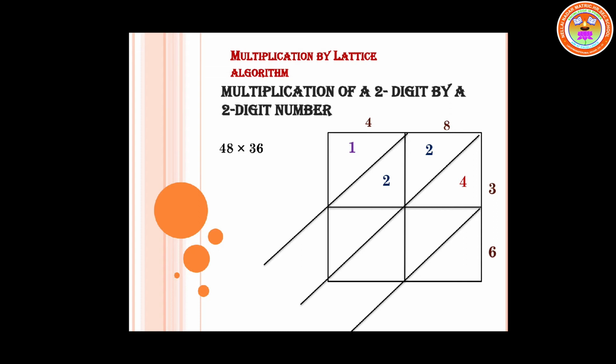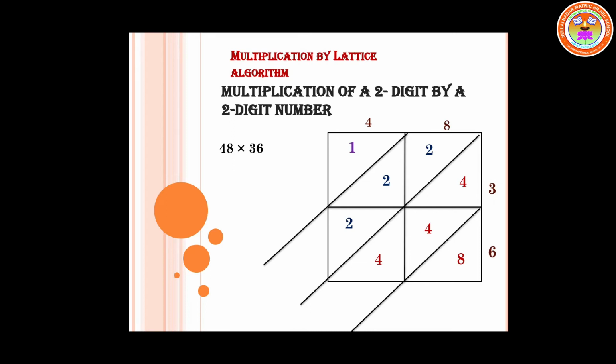Now I have to multiply 48 with 6. So now we have to multiply 8 and 6. What is 8 sixes are? 48. So 4 above and 8 below. Next 4 and 6. 4 sixes are 24. So 2 above and 4 below. So now we have completed multiplying the numbers.